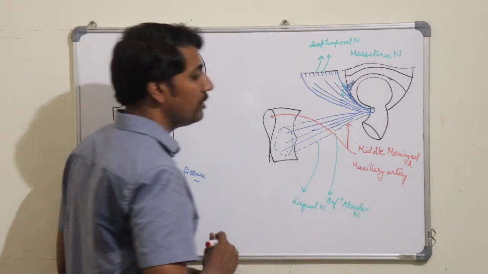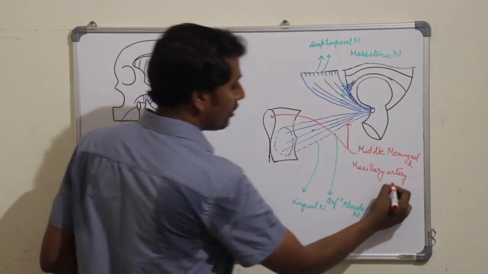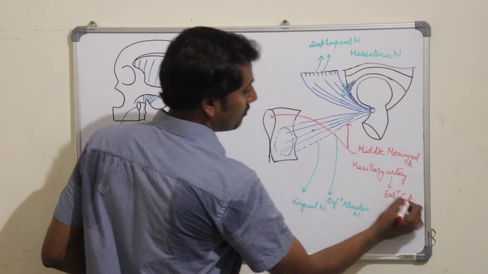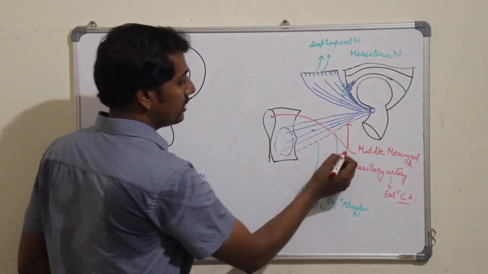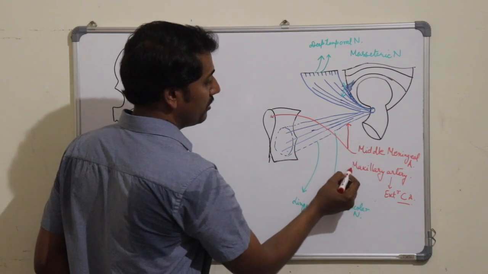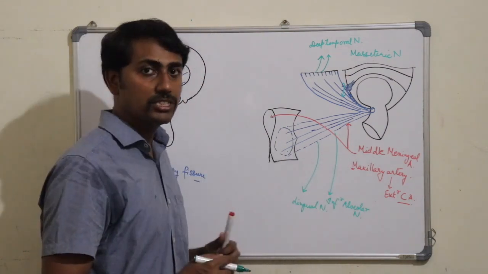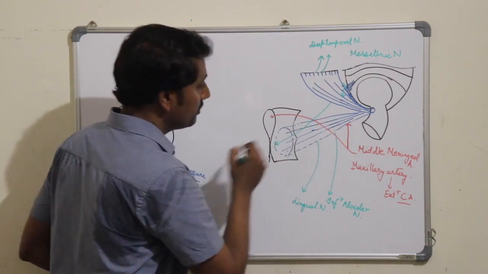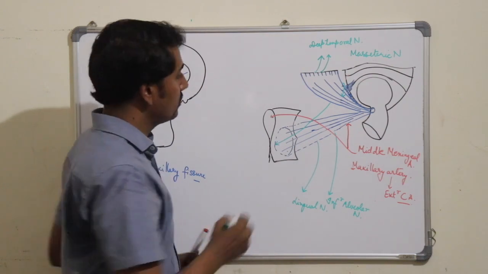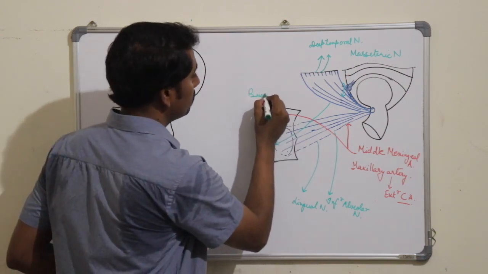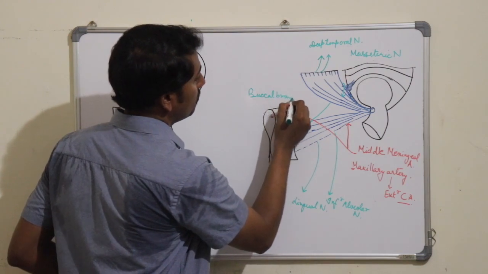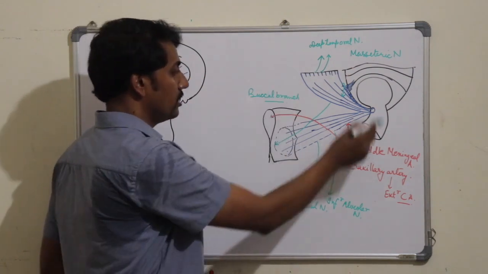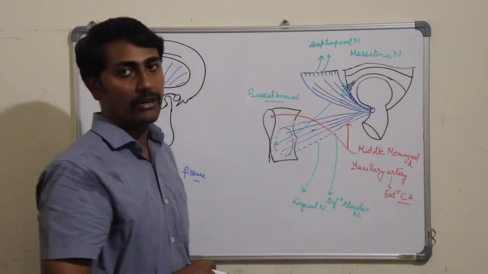which is one of the terminal branches of the external carotid artery. Okay, and we can see the medial mandibular artery rising from the maxillary artery. The second structure is the buccal branch of the mandibular nerve, which is passing through this gap. So this was the buccal branch of the mandibular nerve. Okay, so these are the structures which are related to the lateral pterygoid muscle.